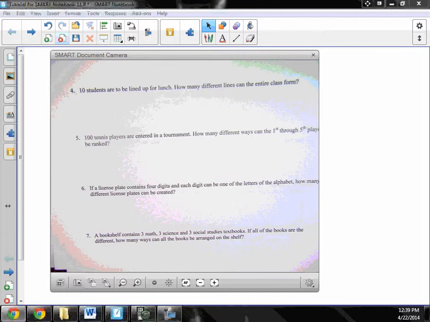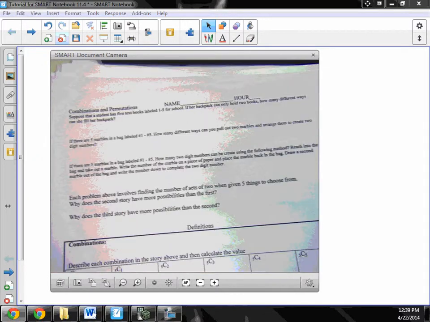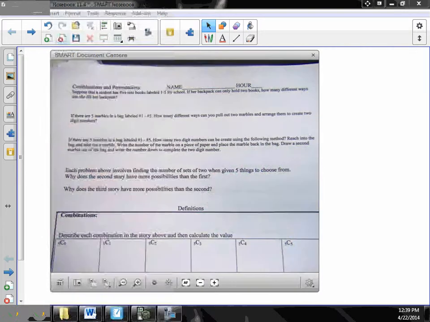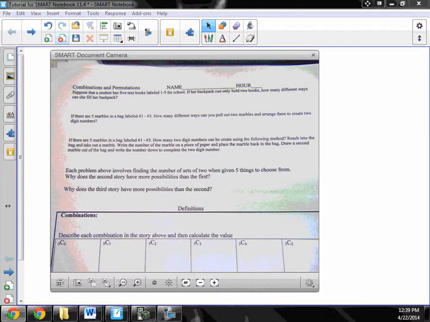Okay, so we're going to look at three versions of a very similar story. Each one of these has one little aspect that's different from the other two, and that's how we're going to distinguish combinations and permutations, because they're nearly identical.